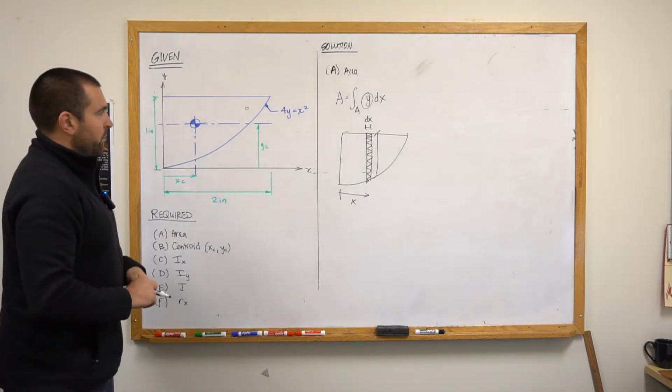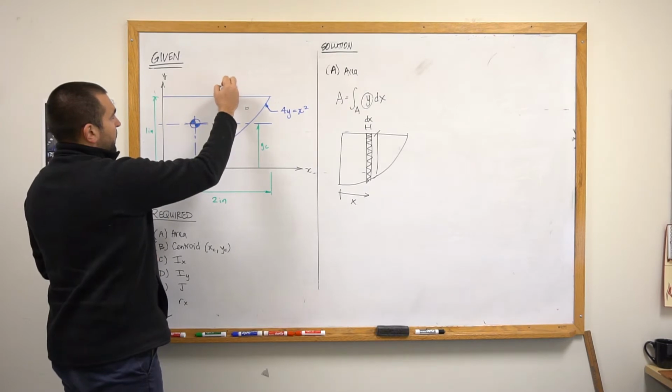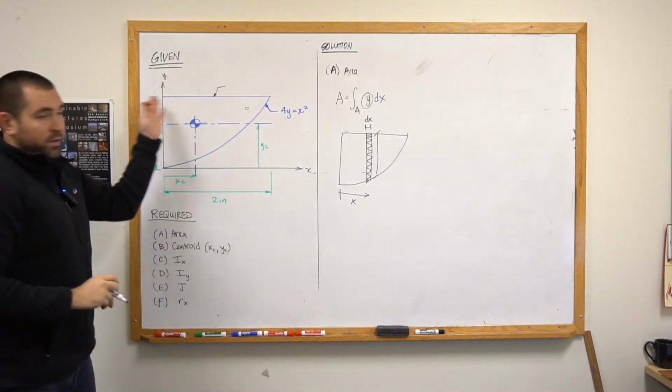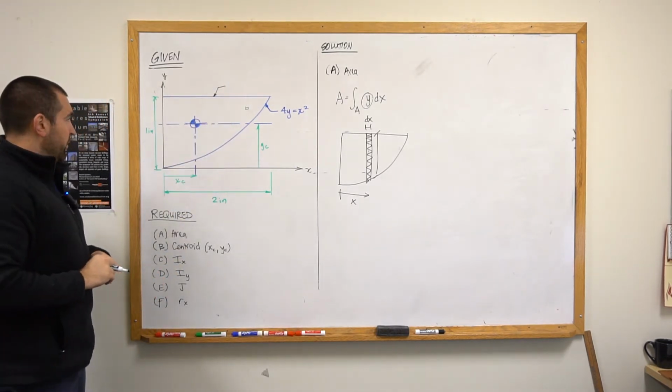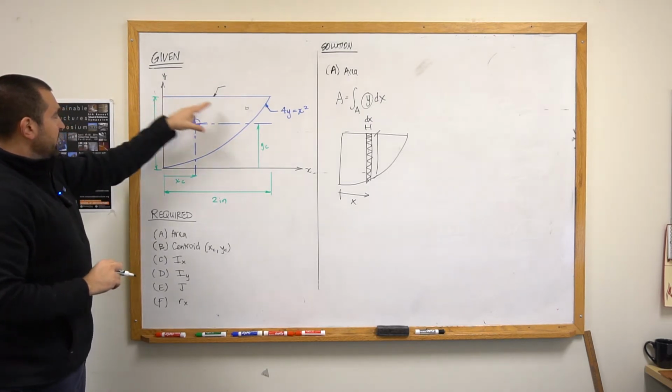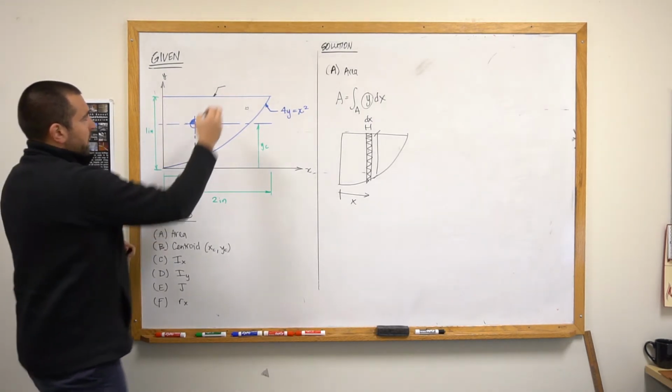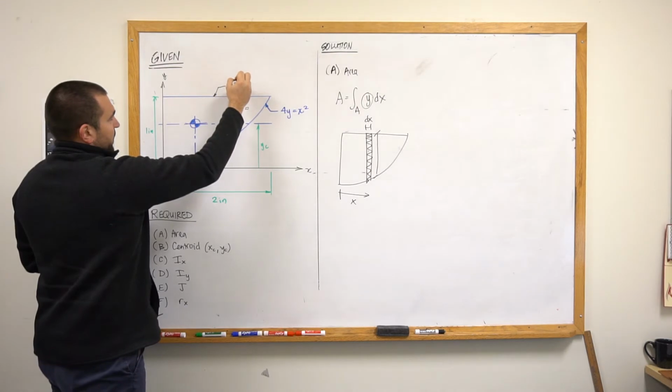One thing that we might want to do really quickly is figure out the equation of the top line of this shape. And here it has a constant value of y equals 1 inch. So the function is really easy.